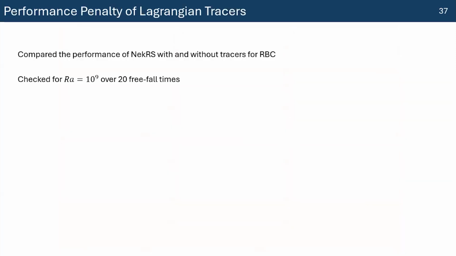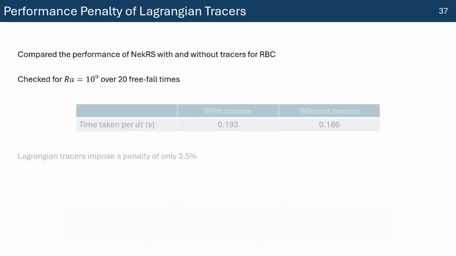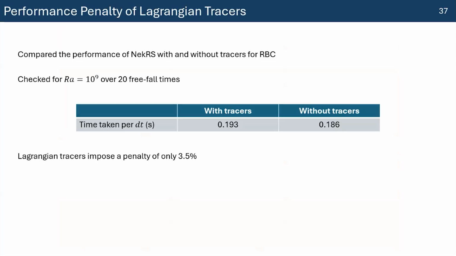So before winding up, there's one more thing that we looked at, which is the performance penalty of including particles in our simulations. With tracers and without tracers, there isn't a huge performance penalty when it comes to NekRS. With tracers, it takes 0.193 seconds per time step. Without tracers, it's 0.186. So the penalty is only 3.5%, which shows that the particle dispersion code is implemented quite well optimized in NekRS.